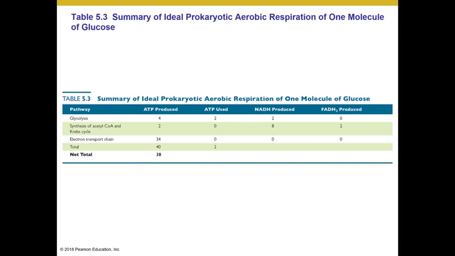NCLEX connection. In oxygen-deficient states, we lose the ETC step, so instead of 38 ATP, we only make 2 ATP via glycolysis. That's why hypoxia quickly becomes life-threatening.